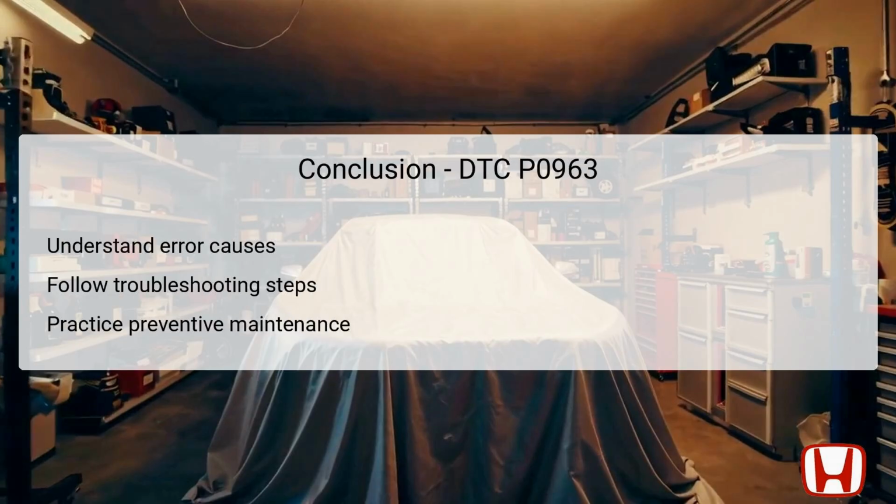In conclusion, DTC P0963 presents a significant issue regarding the CVT drive pulley pressure control valve circuit, which warrants careful investigation and prompt attention. Understanding the causes of the error enables technicians to effectively troubleshoot and identify the underlying problems in the electrical and component systems. Following the outlined steps is critical for accurate diagnosis and effective repair, ensuring that all components function as intended.